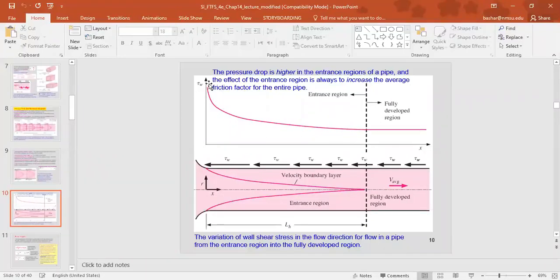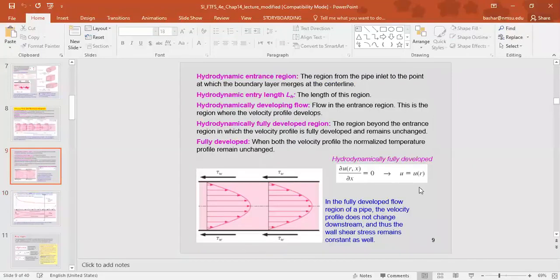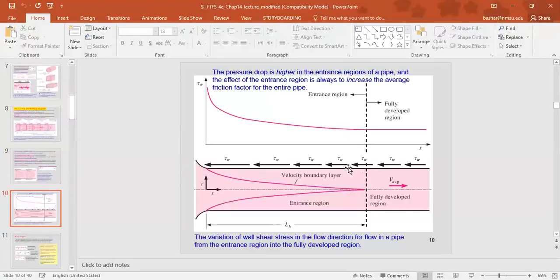What other properties do change? The wall shear stress, which we learned in the previous chapters. The wall shear stress for a Newtonian fluid is a function of du/dy at the surface. So since the velocity profile won't change anymore in the fully developed region, then the wall shear stress becomes constant, while in the entrance region it keeps changing, reducing until it reaches the fully developed region. That's when it becomes constant.